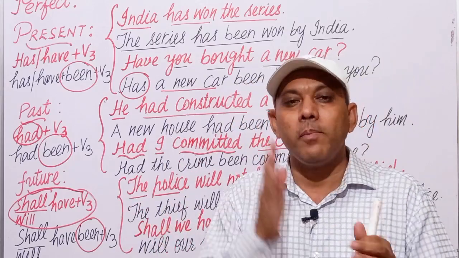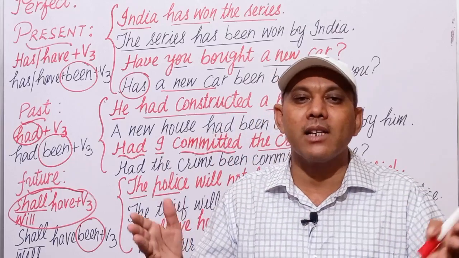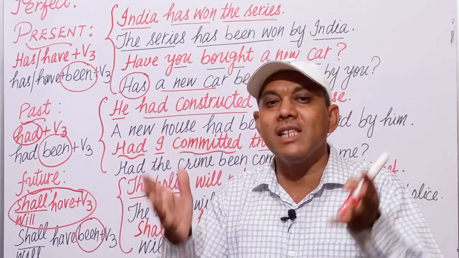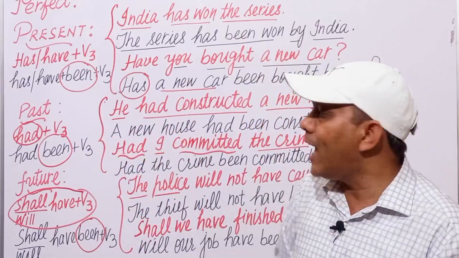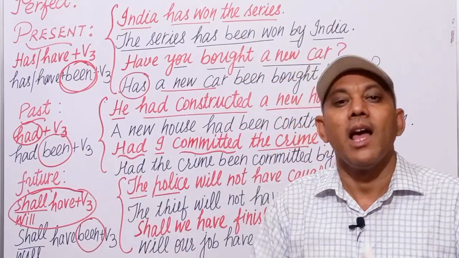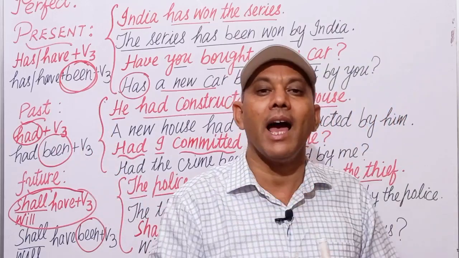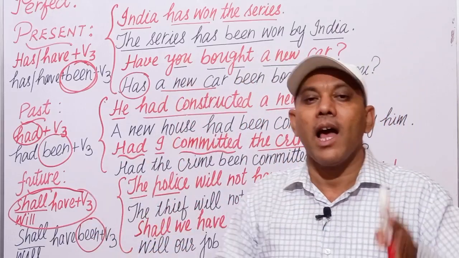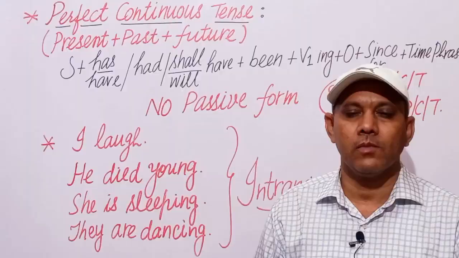In all the perfect tenses, while changing them from active voice to passive voice, we have to change object into subject, subject into agent, and in addition to these basic changes, we have to add just been after has, have, had and shall, will, have respectively. In this way, we can change active voice into passive voice.